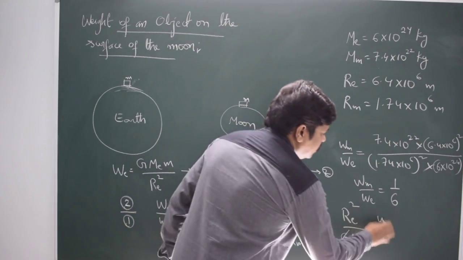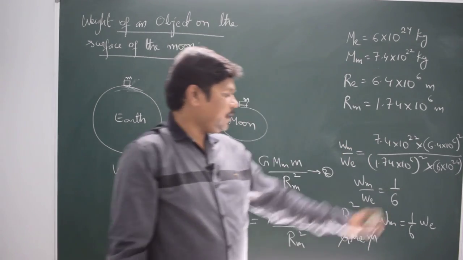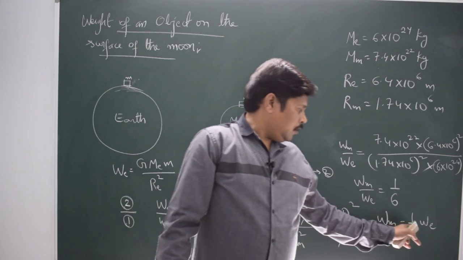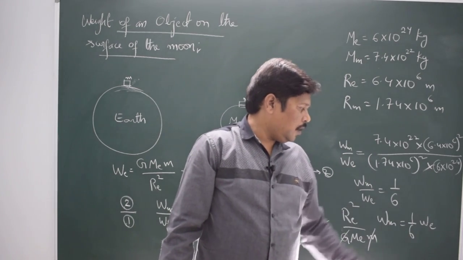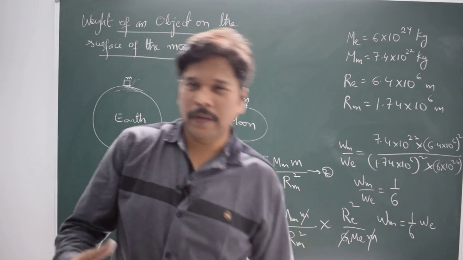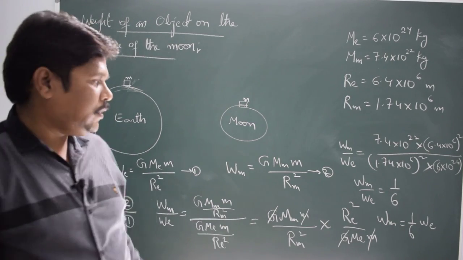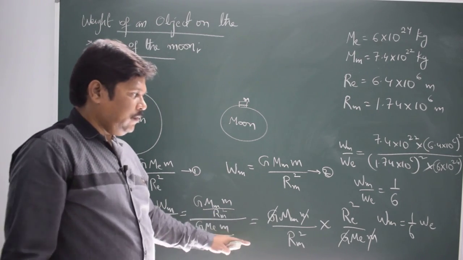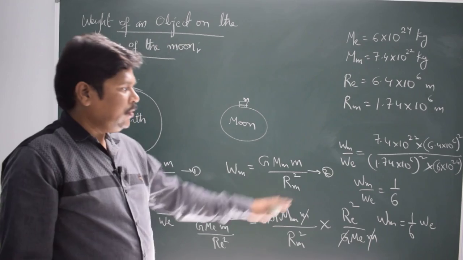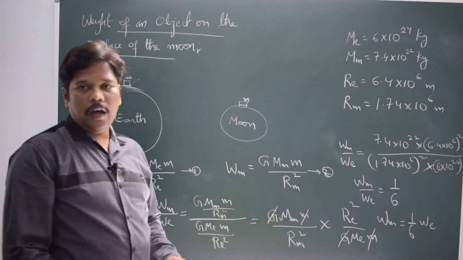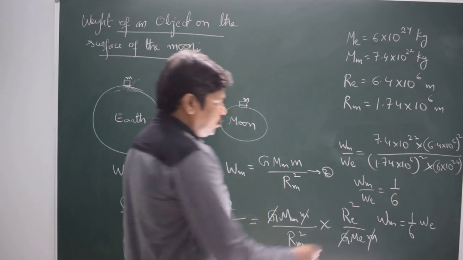When you solve this entire thing, you get 1 by 6. So the weight of the object on the moon will be 1 by 6 times the weight of the object on the earth. Its weight reduces by 6 times. If it is 60 newtons on the earth, it will be 10 newtons on the moon. So this relation is very, very important.